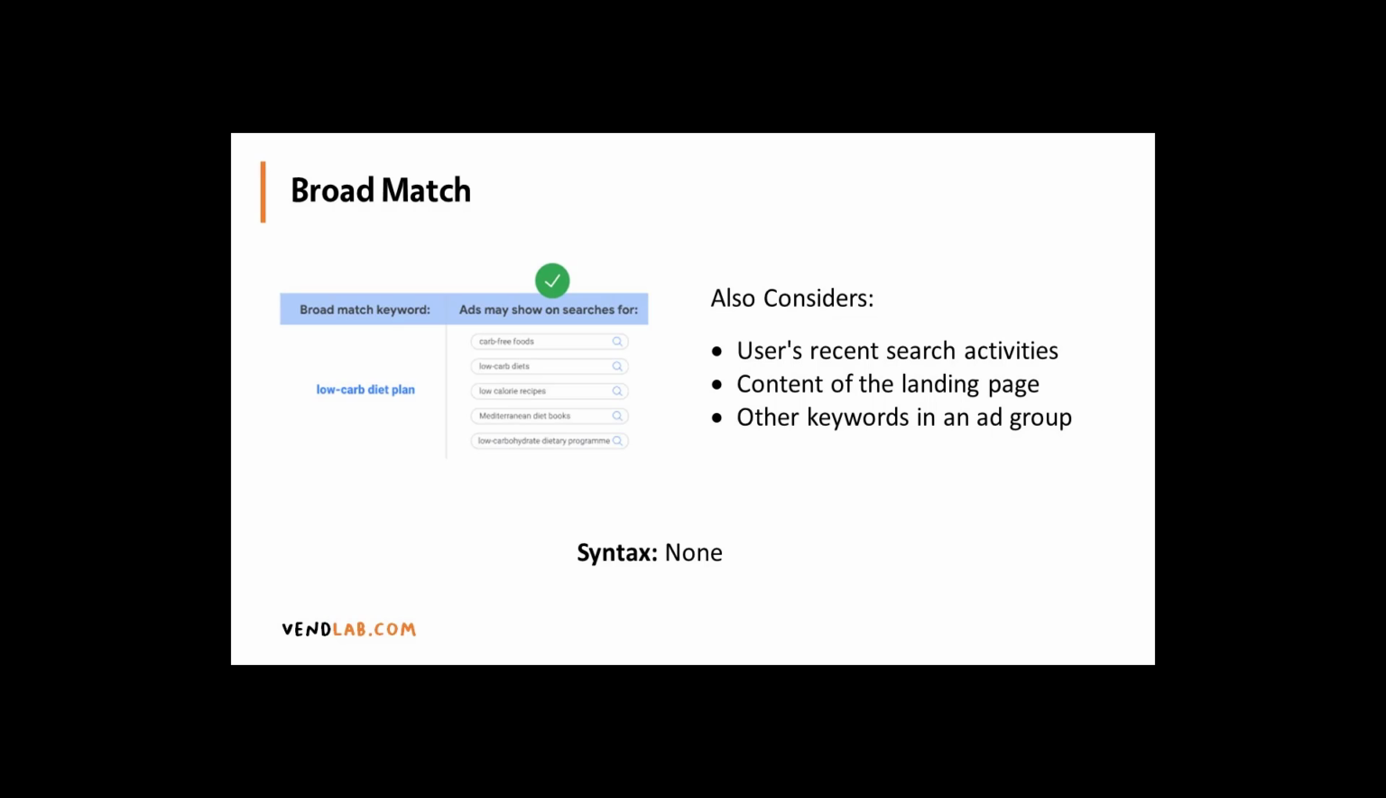If your keyword is low carb diet plan, it may show for carb-free foods, low carb diets, low calorie recipes, Mediterranean diet books, or low carbohydrate dietary programs. It considers your keyword, the user's recent search activities, the contents of the landing page, and other keywords in your ad group. When entering keywords, no syntax is required. Now I'll show you what this means.